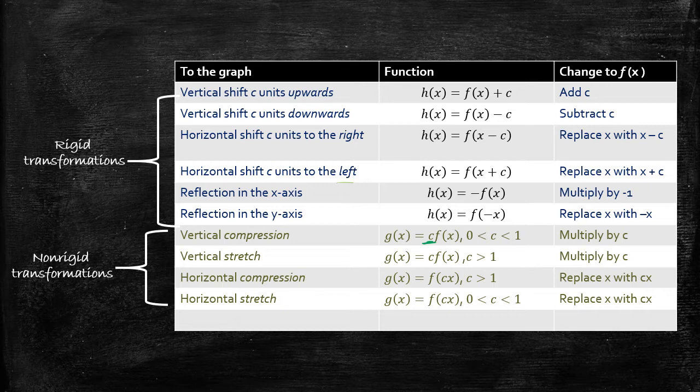Okay, it's going to vertically shrink. If you have a number out front that's bigger than 1, such as 2 or 3 or 4, that's going to vertically stretch your graph. Okay, kind of make it taller.